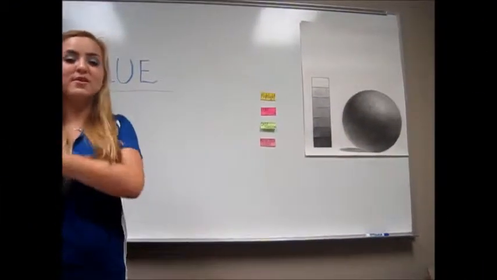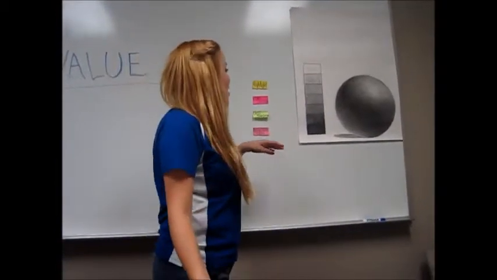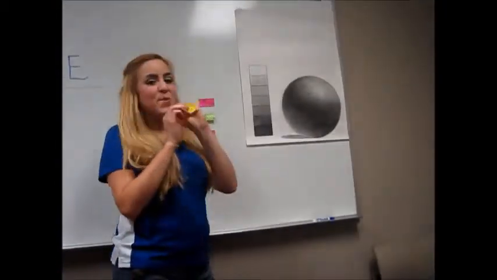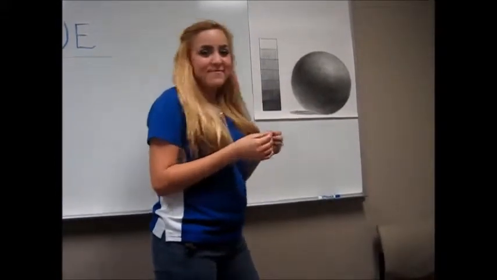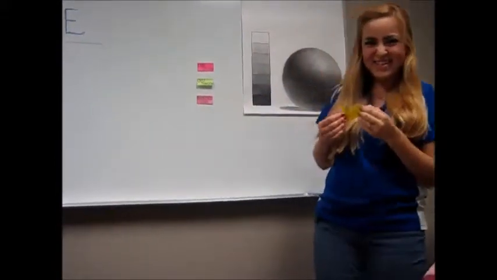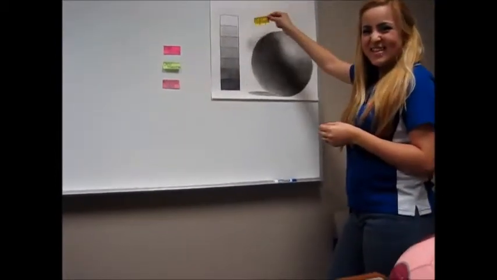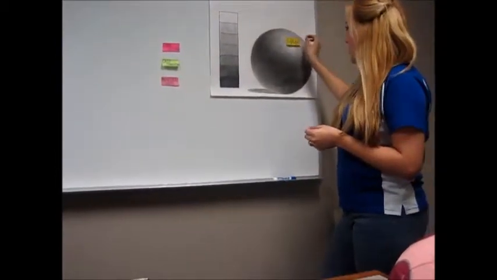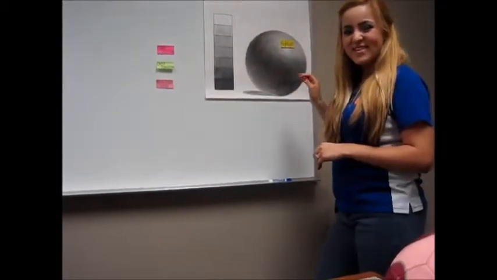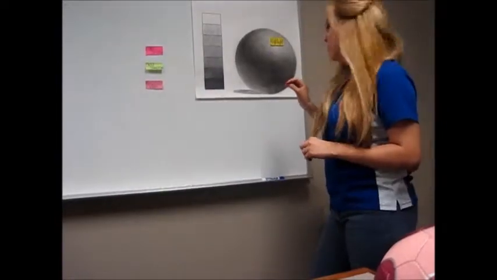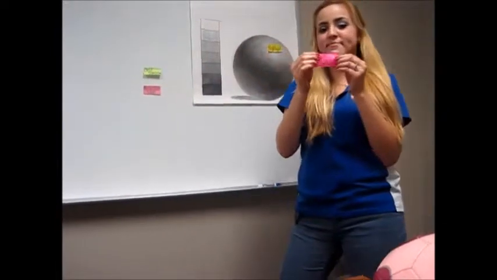Okay, well now that we're done with our drawings, let's review a little bit. Let's see what we learned. So who can tell me where the highlight goes on the sphere? Yes? At the top. The top where? Okay. No, more to the bottom. Right there. Right here. Why does it go here? Because it's the part of the ball that has the most light. Very good.